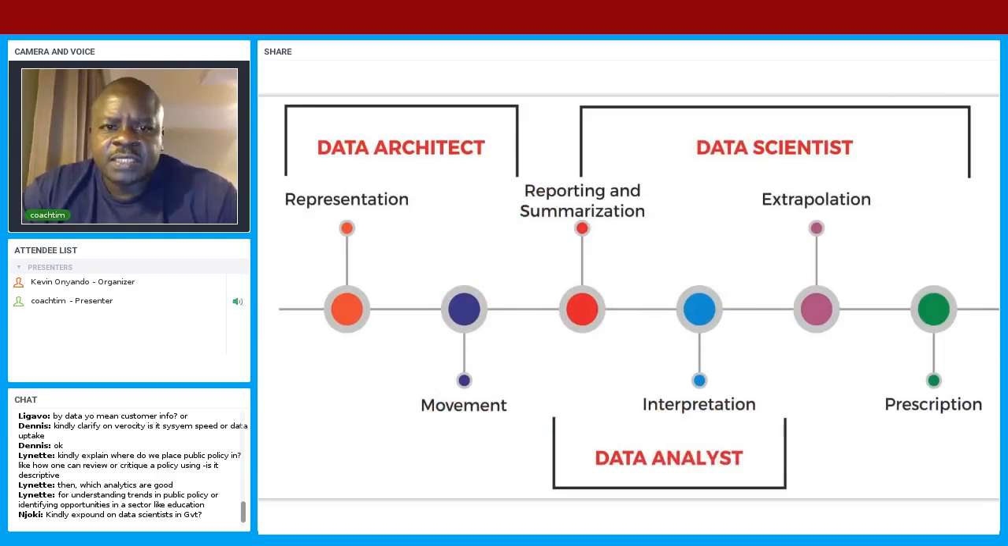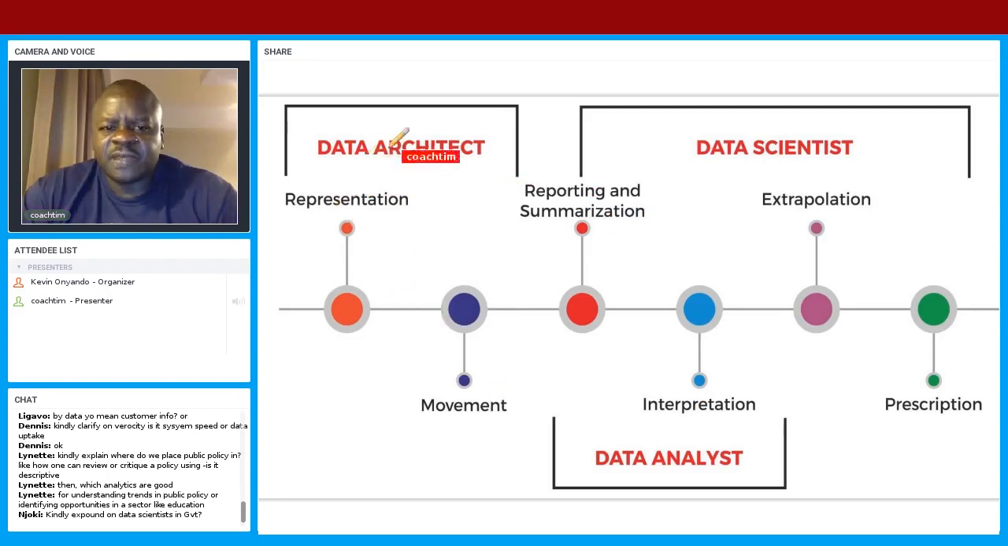So, some little bit of differentiation between data architect, data scientist, and data analyst. Data architect is concerned about representation. With data scientists, you can see the spectrum from reporting, summarization, exploration, interpretation, and prescription. Whereas a data analyst is concerned about reporting, summarization, and interpretation. So this scope is clear.